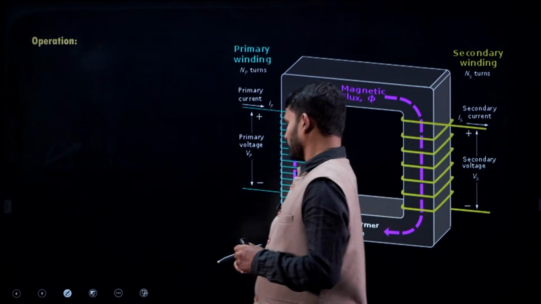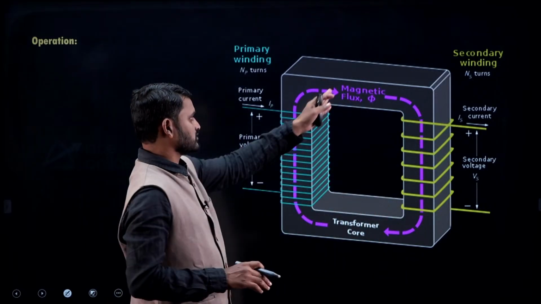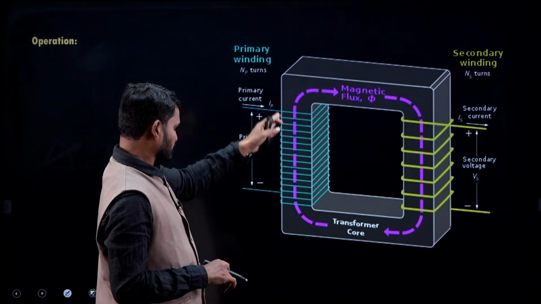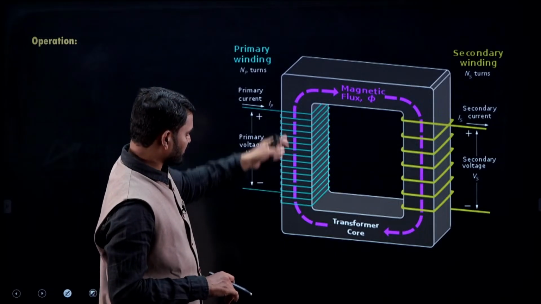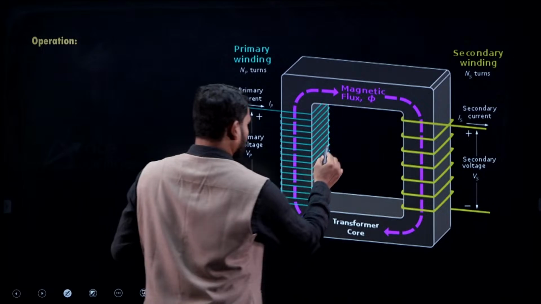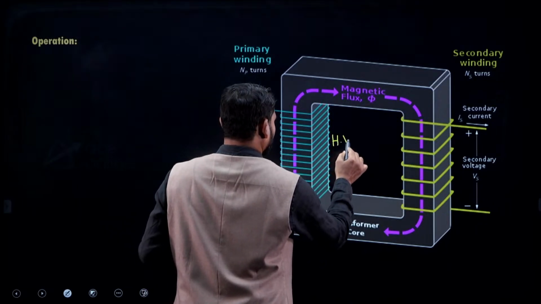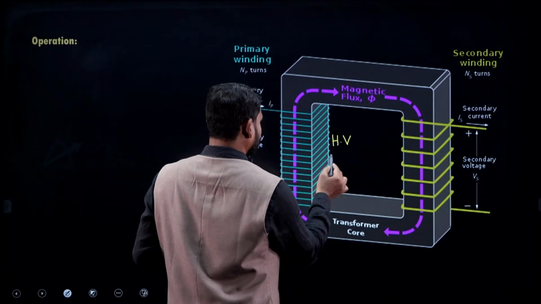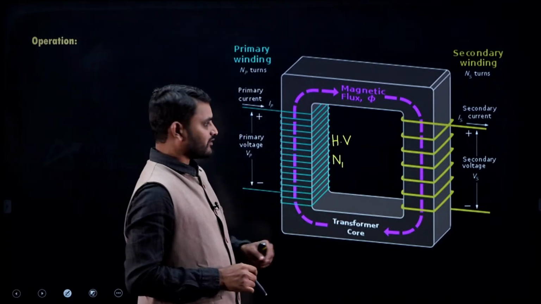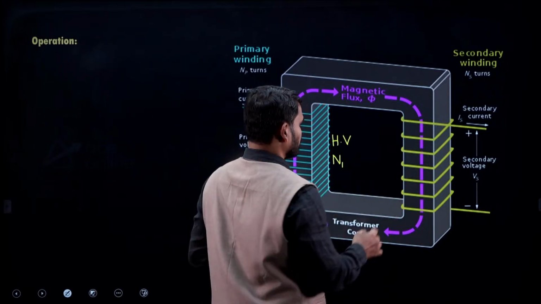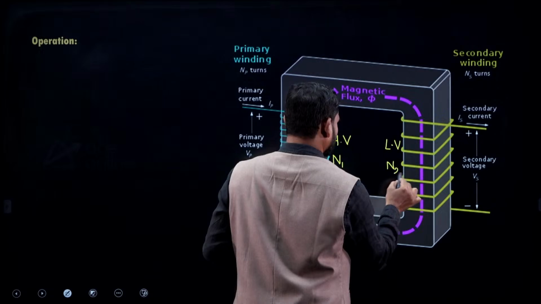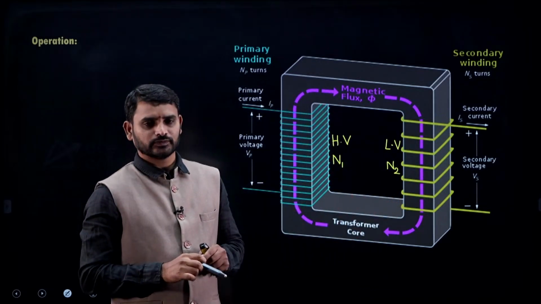Okay. So, if you look at the transformer, the major parts are core and winding. If the number of turns is more, you can call it the high voltage winding, and I am indicating it as N1. If the winding has fewer turns, you can call it the low voltage winding, and I am designating it as N2.